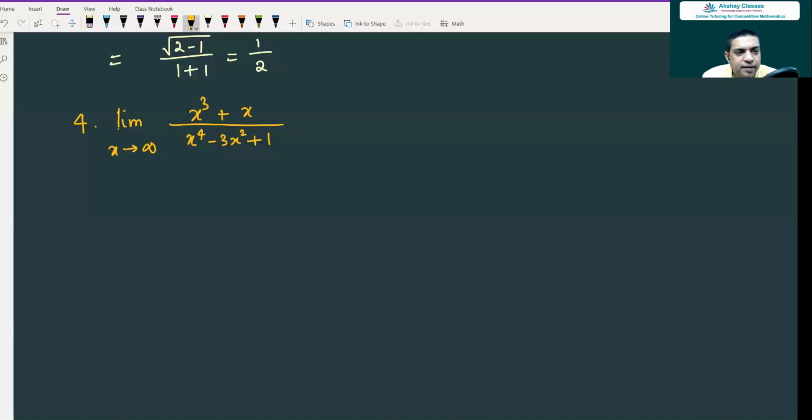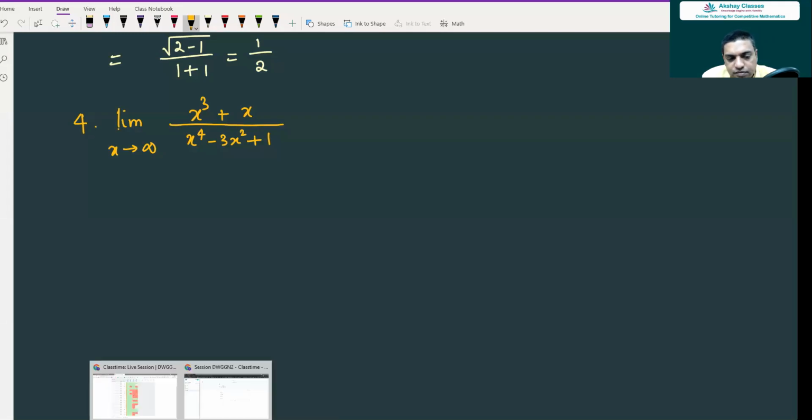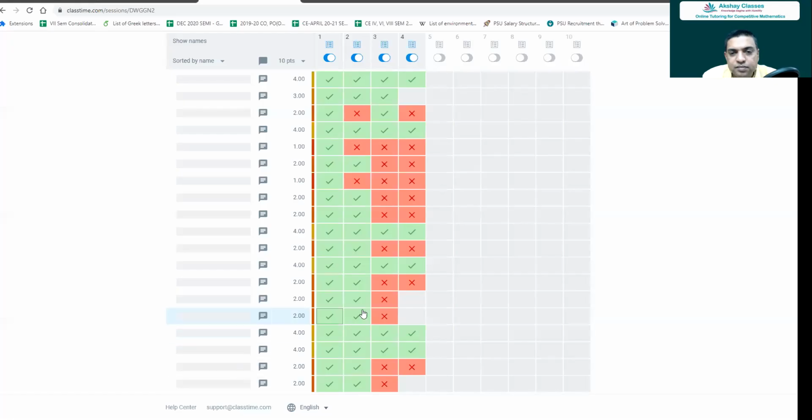This is the question. Limit x tends to infinity, (x cube plus x) by (x power 4 minus 3x square plus 1). Good.